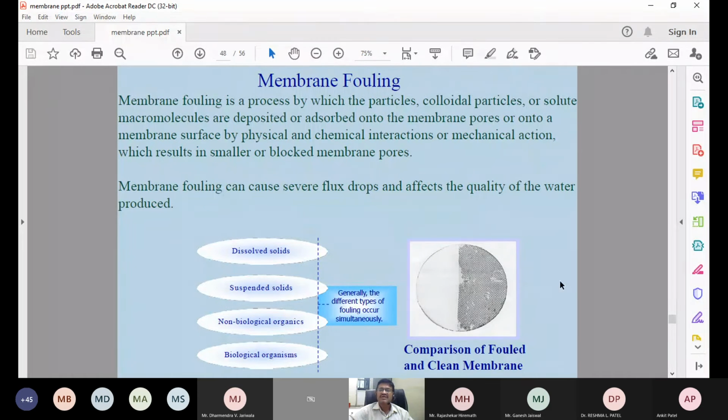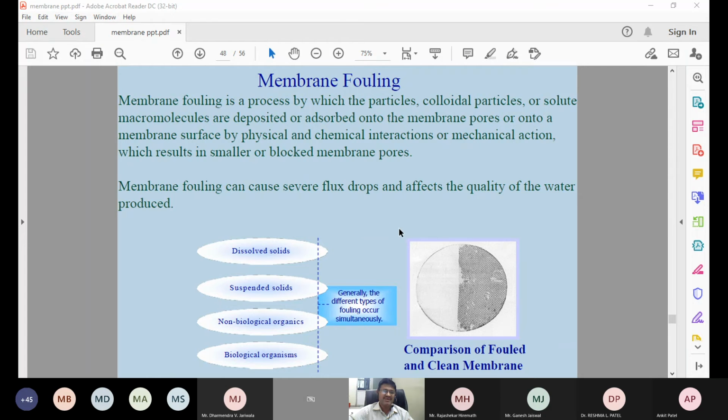And the last thing is what will you do about membrane fouling? The main problem of membranes is that after some time fouling will take place. It means collateral particles or solutes are deposited and dissolved on the membrane, and it becomes clogged or blocked. So there is a flux drop in the membrane. Many things can cause it: dissolved solids, suspended solids, non-biological organics, and biological organisms. They can cause damage to the membrane, or fouling of the membrane is done.